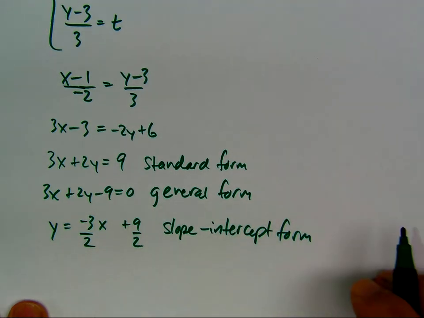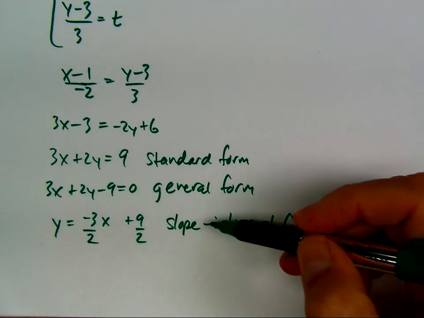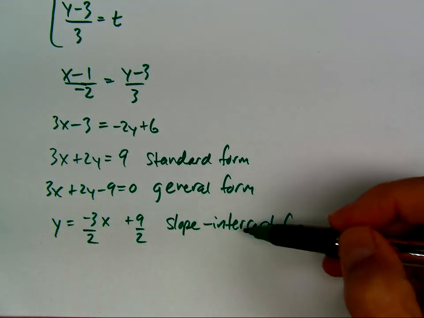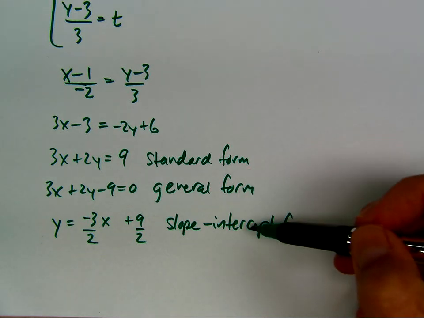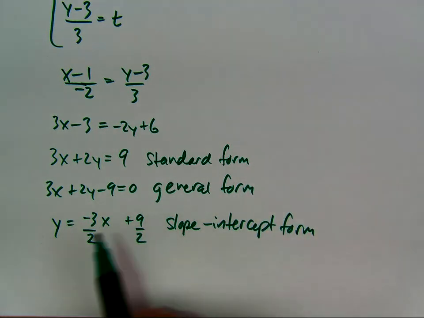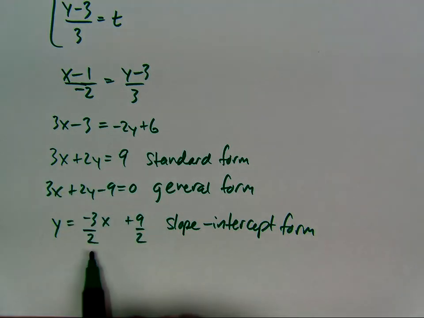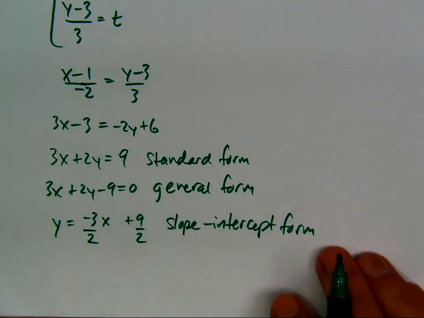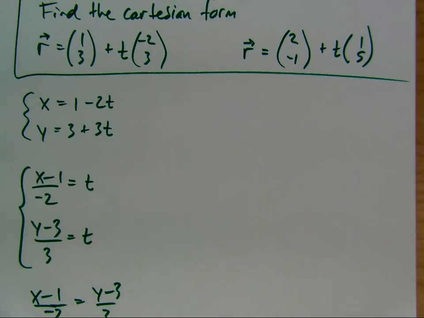And we don't have to represent every form, but just know the vocabulary because questions will ask you to do one of these and you have to have it in the correct form. So let's just make sure this is right. We have -3 plus 9 divided by 2. Looks good. All right. Pause the video and do this one.